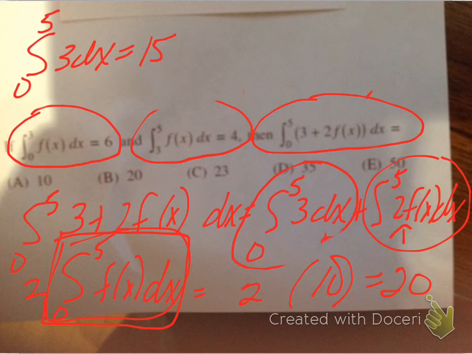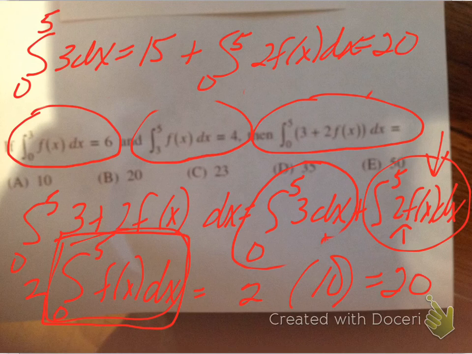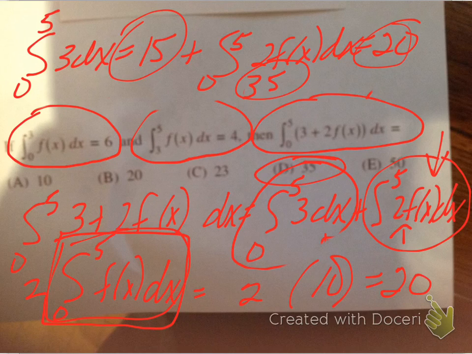Okay, let's go back. So that means this piece right here, this is from 0 to 5 of 2f of x dx, that one equals 20. So we're just going to add 15 plus 20, which gives you 35, and that was choice D, and that was it.